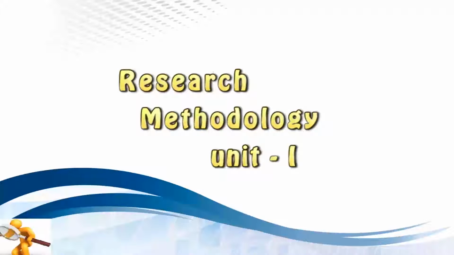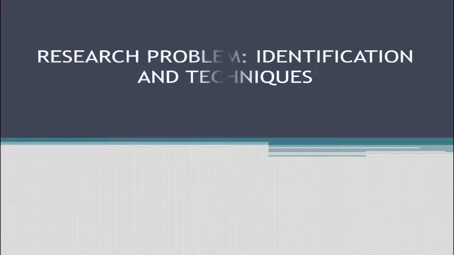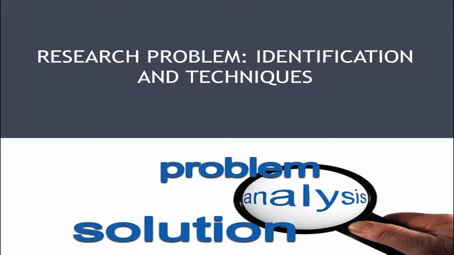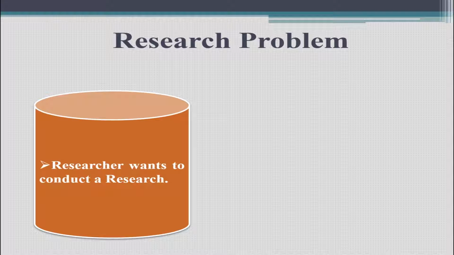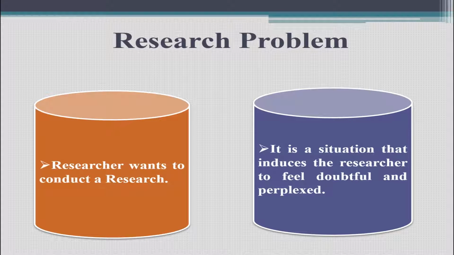Hello learners. Now that you are familiar with the research process, let's start the next topic that will give you a deeper insight into the first step of the research process, that is, the research problem. In simple words, research problem is the topic on which a researcher wants to conduct a research. More specifically, it is a situation that induces the researcher to feel doubtful and perplexed.